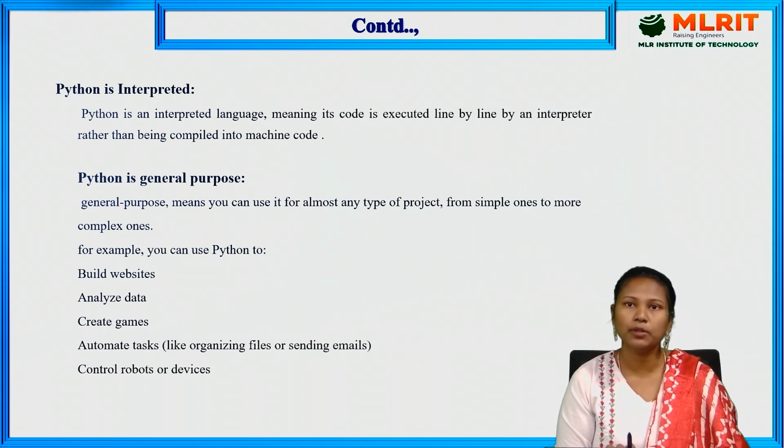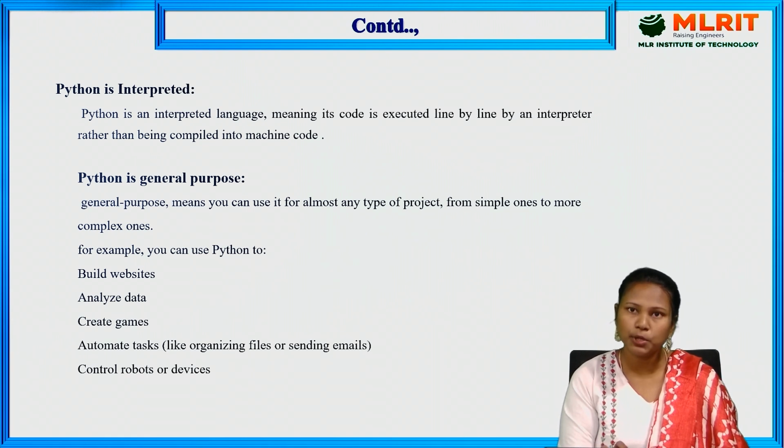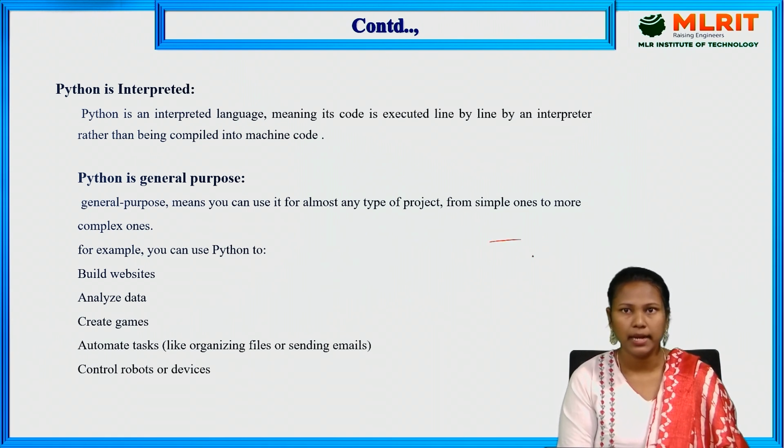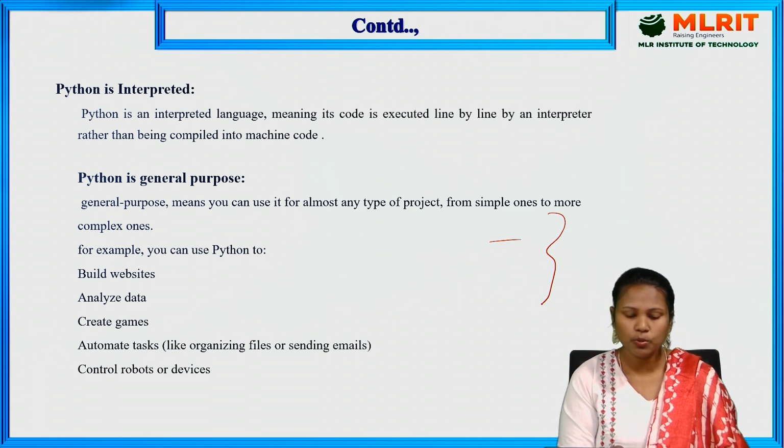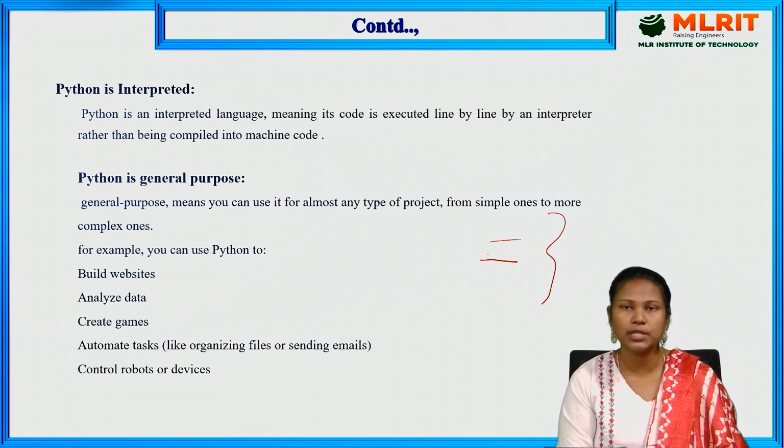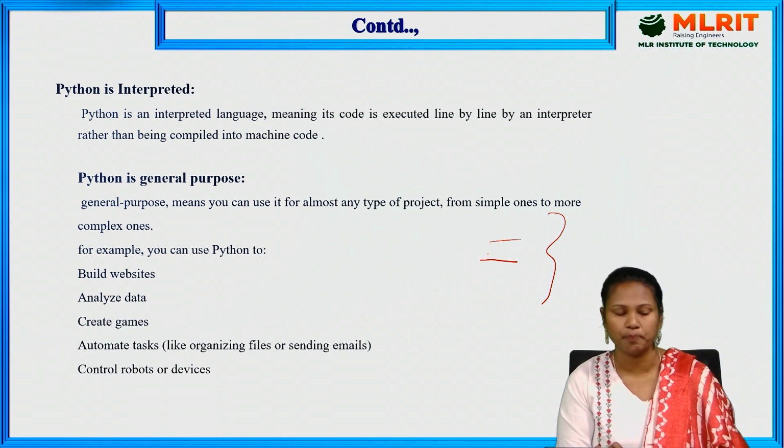Next one, Python is an interpreted language. Interpreter is nothing but it executes the program line by line. It does not execute the code entirely at once. It executes each and every line. If any one line contains an error, it stops the execution and shows the errors. First we have to rectify those errors, then only it will execute the program.